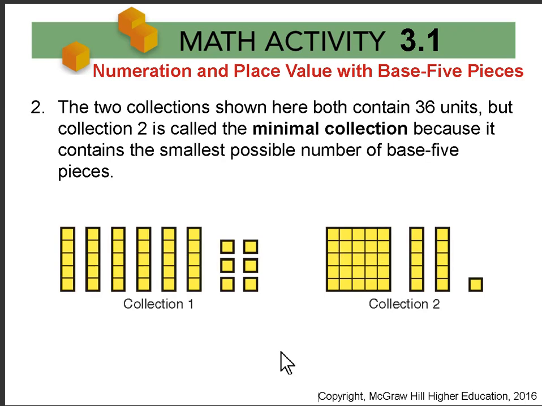Then in question 2, we talk about types of collections. We have two collections here with the same number of pieces, 36 units. But collection 1 has fewer pieces. In fact, it has the minimal number of pieces for 36 units in base 5. So this is a minimal collection.